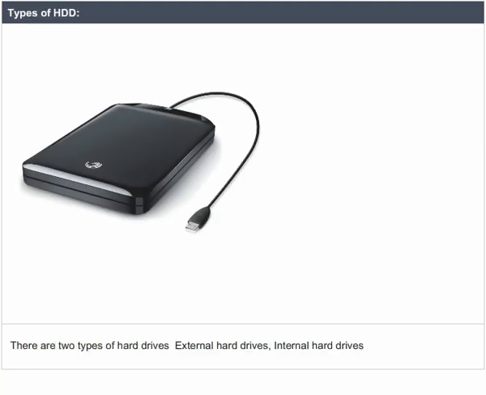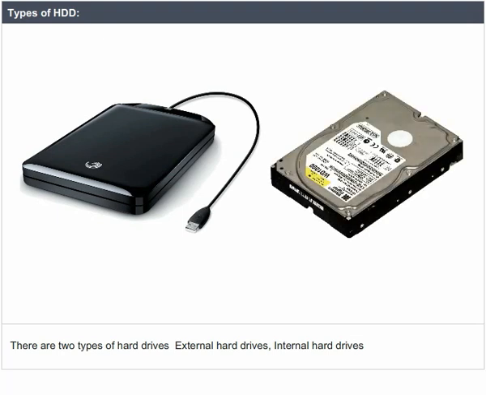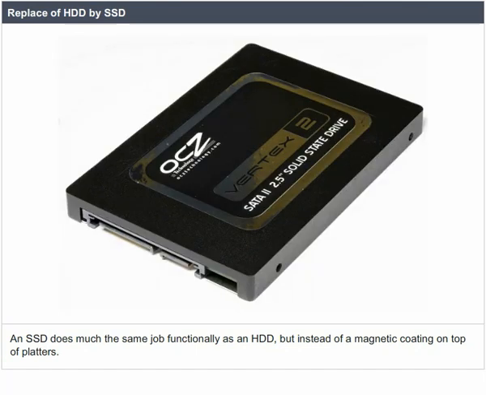Types of HDD. There are two types of hard drives: external hard drives and internal hard drives. Replacement of HDD by SSD.